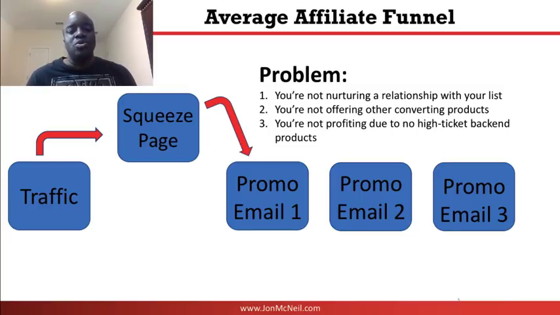So what you have to realize is that once you take them through an initial sequence for that first product you're trying to sell them, you also need to take them through a sequence for another product, because that product may be the winning product that they actually like. And then the third problem is you're not profiting due to not having any high ticket back end products.